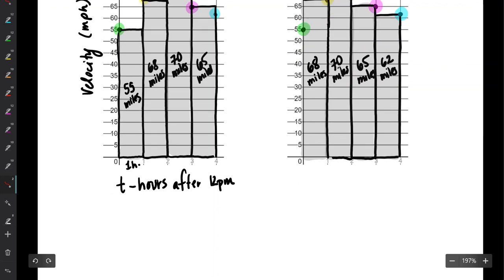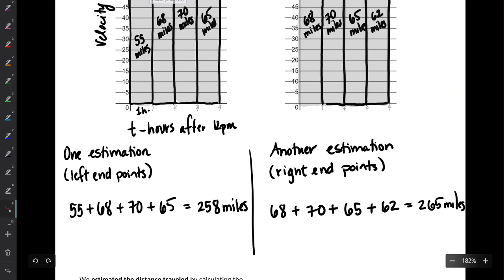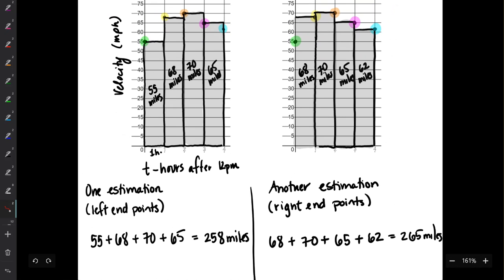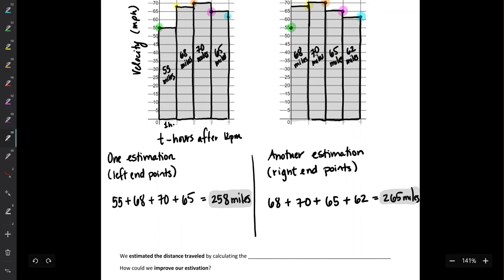All right? So let's write that up. One estimation that we have, adding up the 55 miles plus the 68 miles plus the 70 miles plus the 65 miles, is 258 miles, the distance that we've traveled. The other one, adding these up, gives us 265 miles, right?